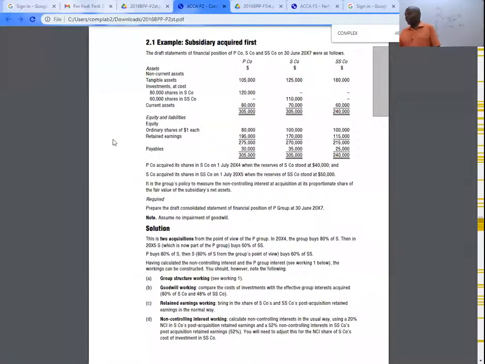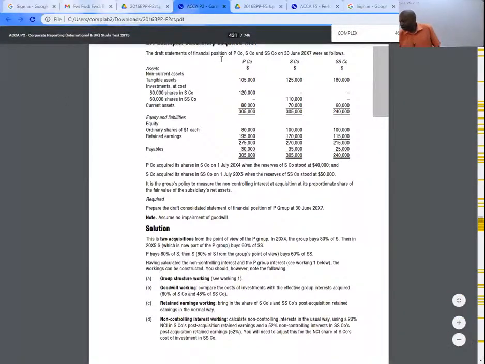So ladies and gentlemen, step number one. Remember there are 6 basic steps when you are doing a consolidation question. Step number 1 is the group structure. You have to ascertain the group structure. This is very important. We must ascertain the group structure.